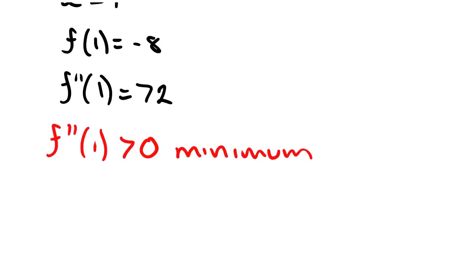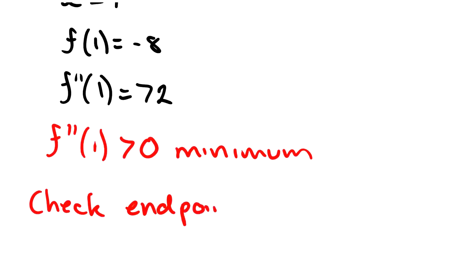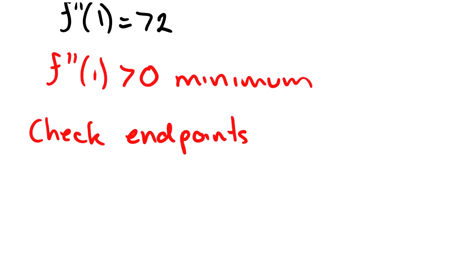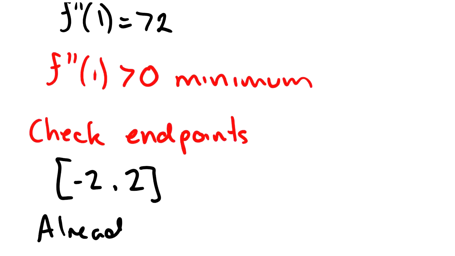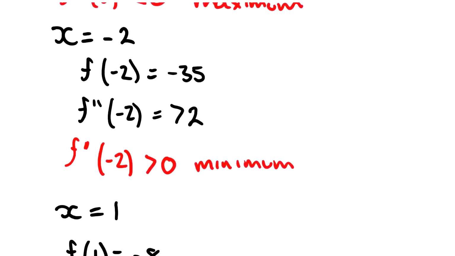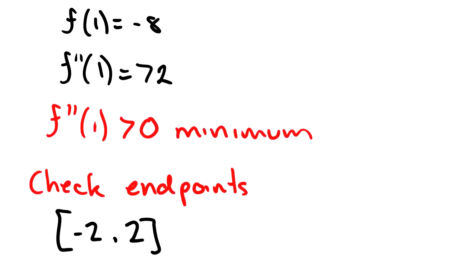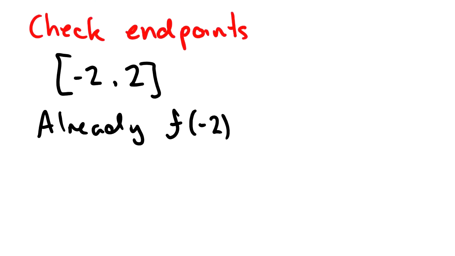But now we need to check our endpoints for our domain. Now we've already done one, because our domain was -2 to 2. We've already finished our -2 value. We already found what that was. And up here, if you go to it, that was our minimum point here. So we don't need to do that again. It's just more work. But we do need to find its upper endpoint, so our 2 value.